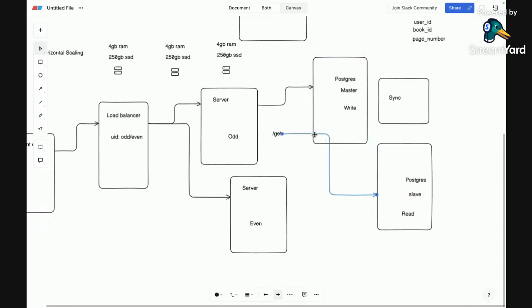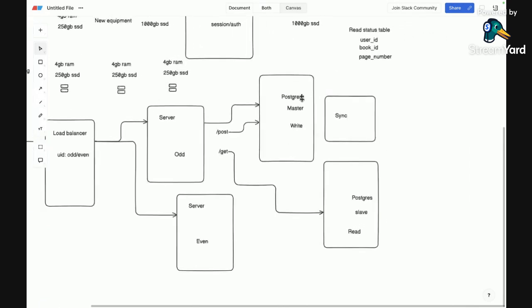And if it's a POST method, basically the user is trying to say I want to add this book, or I want to add the page number I am on, then this will go to this database, and the syncing happens behind the scenes. So the question is, I wrote something, but there is a time taken until the copying happens to the slave database. How do you ensure that it happens?